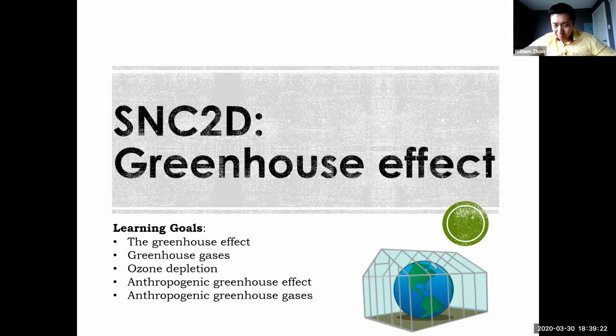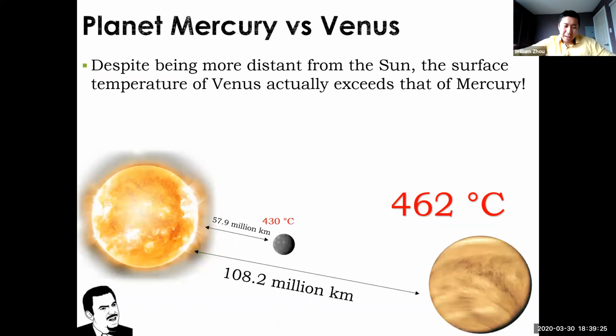So first of all, to introduce the greenhouse effect, let's look at other planets. As you learned in grade 9, Mercury is the closest planet to the sun, followed by Venus being the second closest. However, if you examine their surface temperatures, Mercury during the day has a temperature of about 430 degrees, very hot indeed, but Venus, being further away, actually has a higher surface temperature at 462.